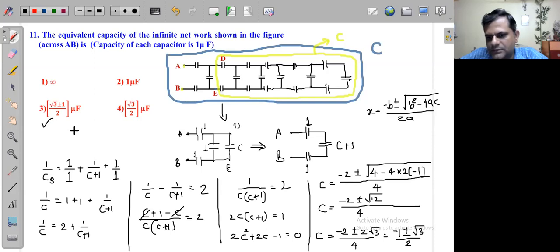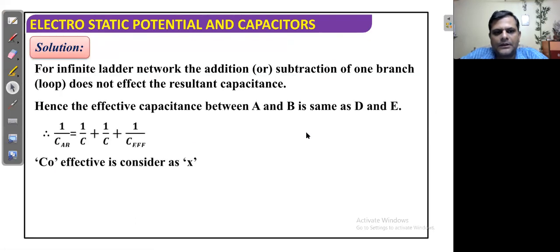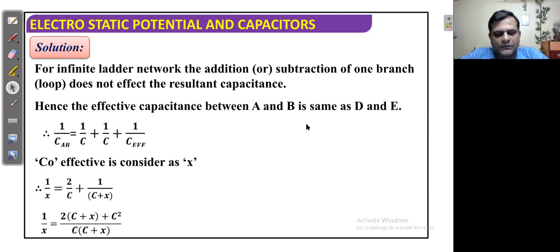Actually, it should be minus 1 only. Yes. See here, the same equation we are going to get here.